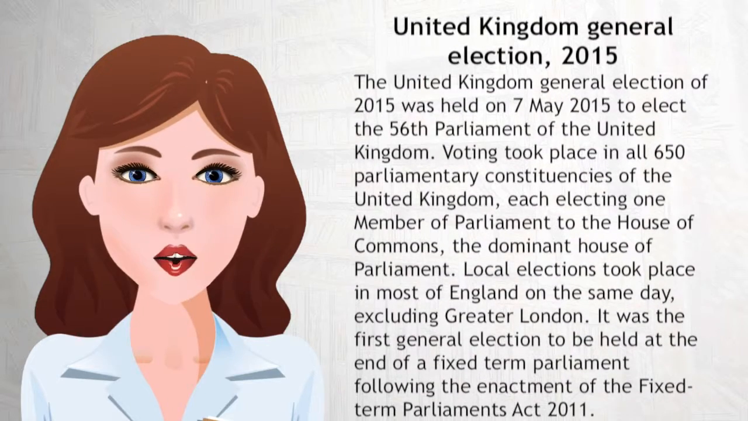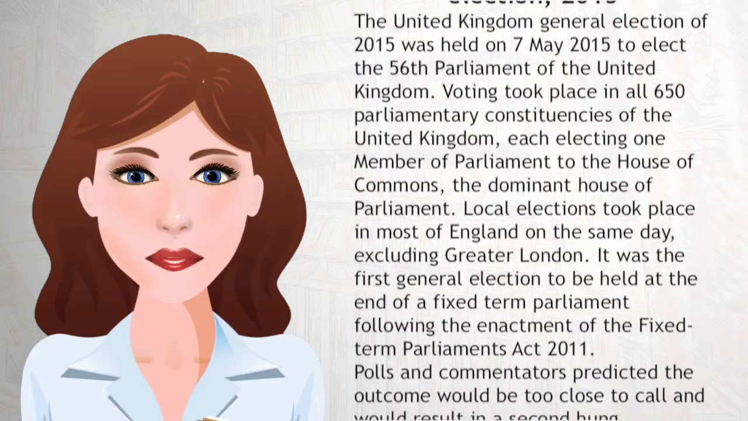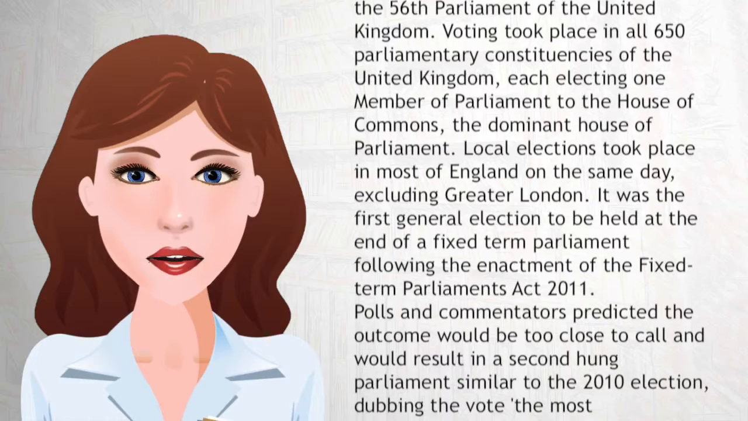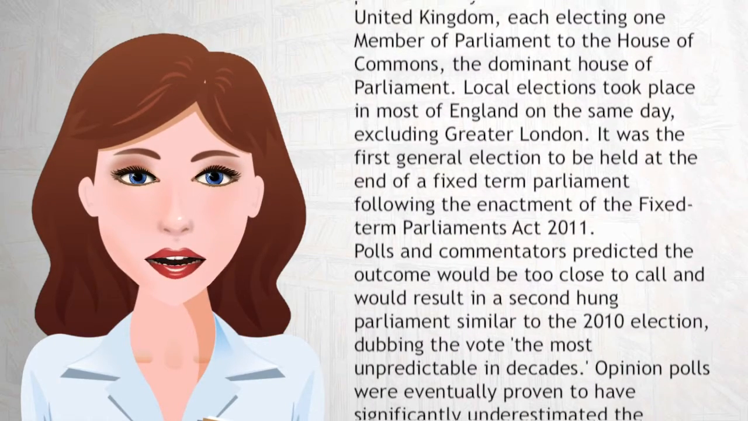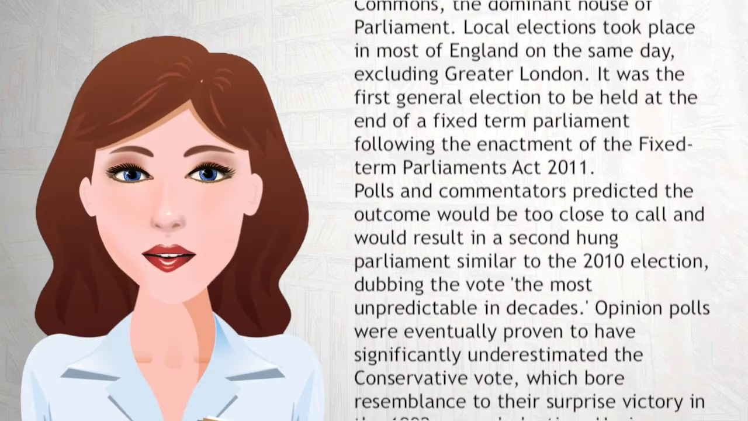It was the first general election to be held at the end of a fixed-term parliament following the enactment of the Fixed-Term Parliaments Act 2011. Polls and commentators predicted the outcome would be too close to call and would result in a second hung parliament similar to the 2010 election, dubbing the vote the most unpredictable in decades.